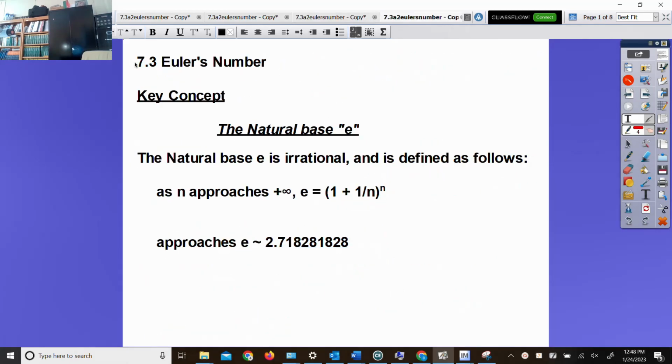He talks about it being what's called a natural base. That's kind of funny. You guys know what base you were taught math in? You were taught base 10 math, because you count to 10 and then you start over. That's base 10.